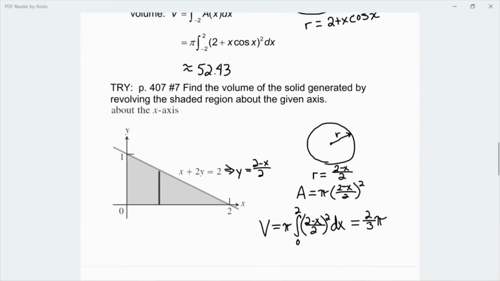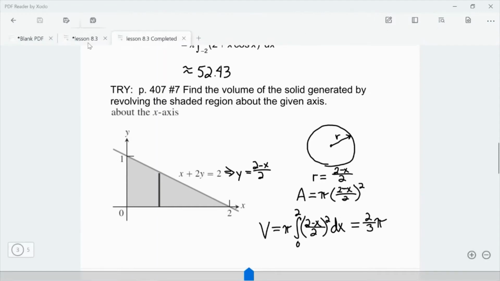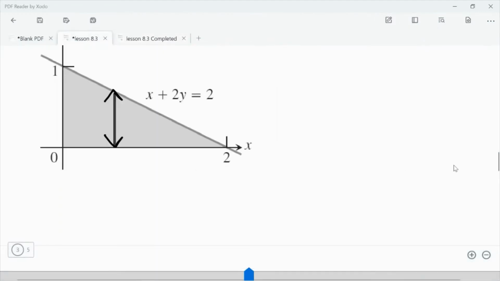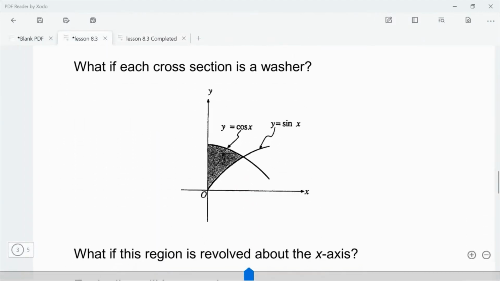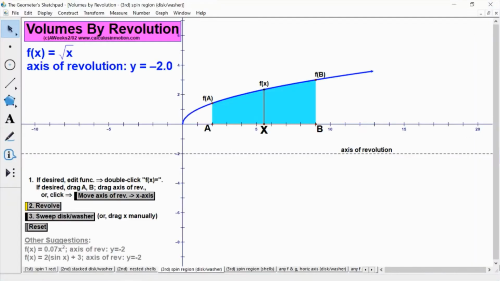Okay, so let's take a look at one other scenario that you might run into, and that's where we end up with something called a cross-section that is a washer. So I want to go back to my Geometer's Sketchpad diagrams here, or animations, to show you this in that 3D rendering first.